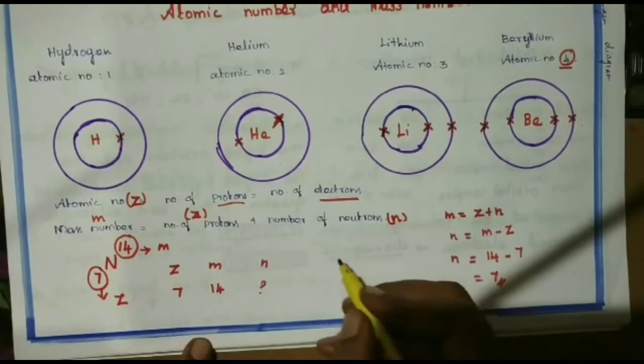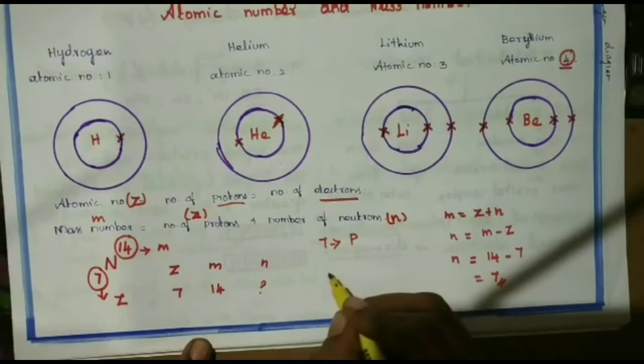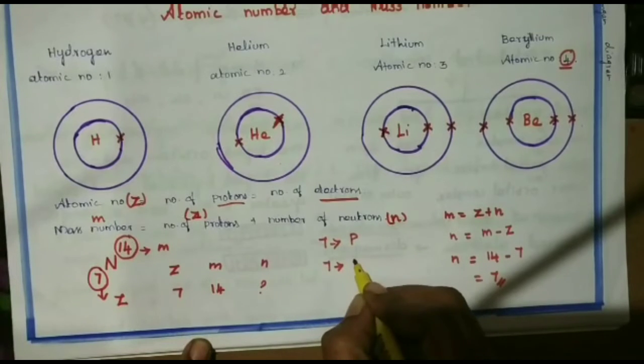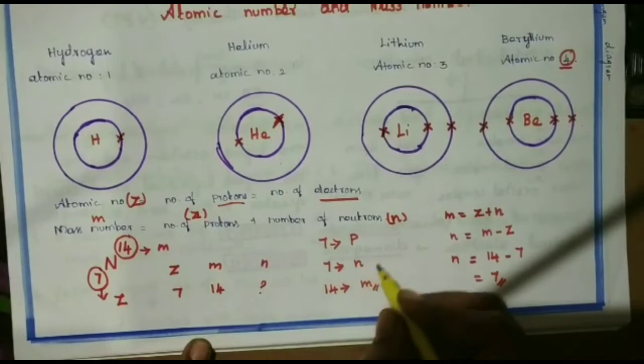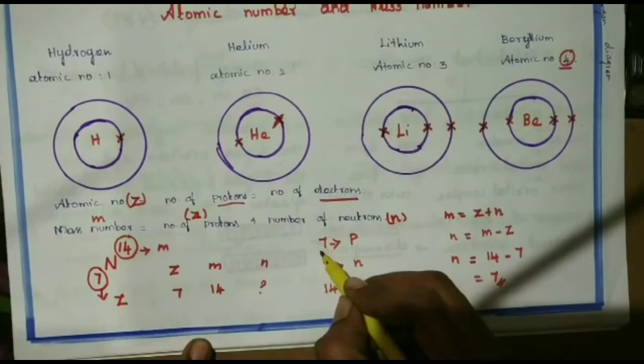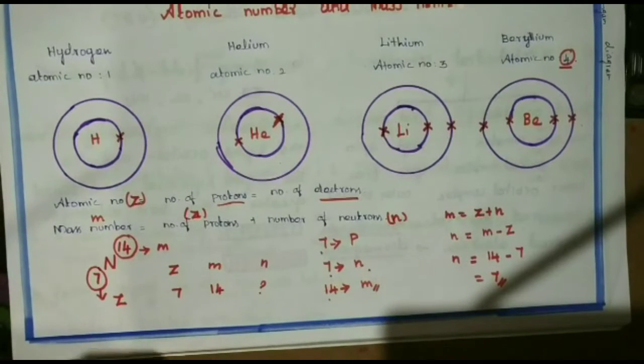So here 7 is the number of protons, 7 is the number of neutrons, and 14 is the mass number. This is the 7 proton number, 7 neutron number, 14 mass number. Okay, do you understand, students?